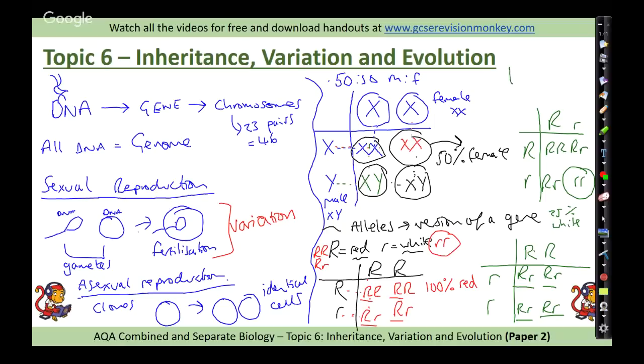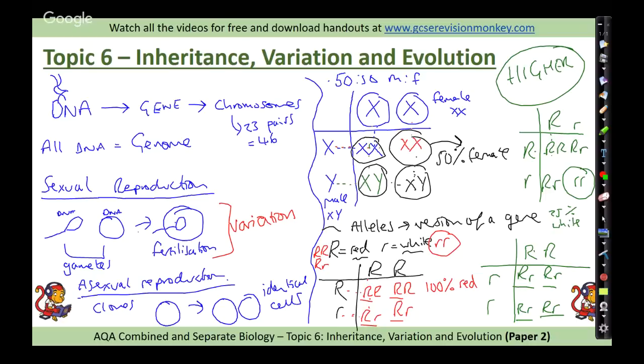If you're doing higher tier, this is one extra thing for higher tier, and that is that you will actually have to build your own genetic crosses. So they will give you a load of information about whether the people or animals involved are heterozygous or homozygous, dominant or recessive or whatever they are, and you will have to, just like I did, build your own genetic crosses. If you're doing foundation, you'll be given these crosses and expected to fill them in, so it's nice and easy, just tracking along with the right letters.